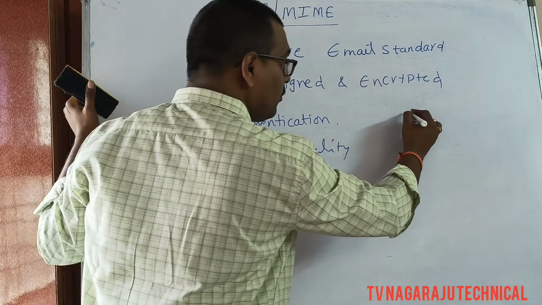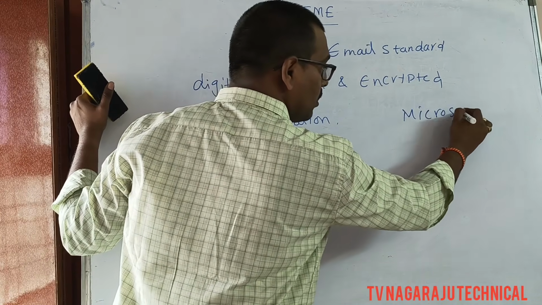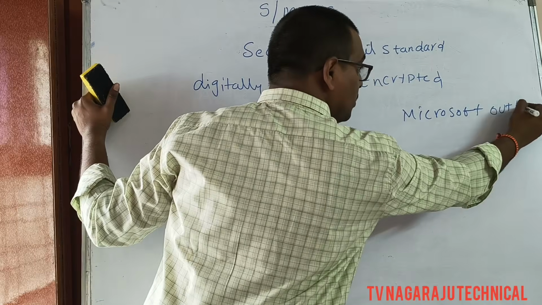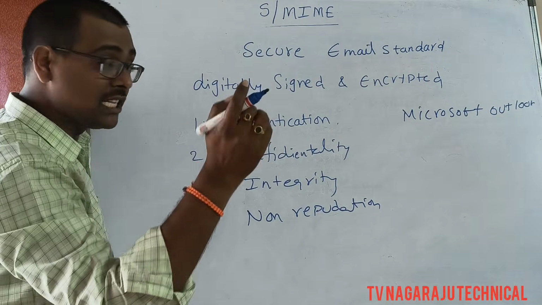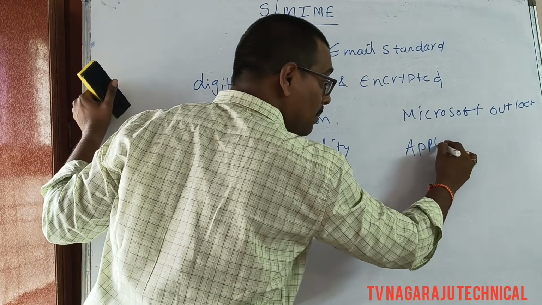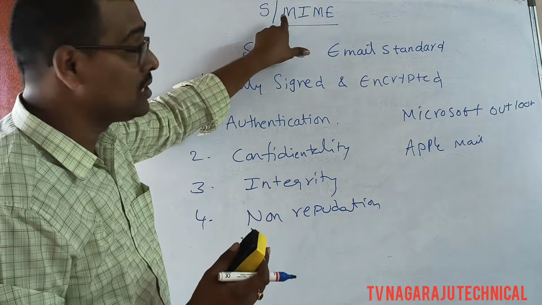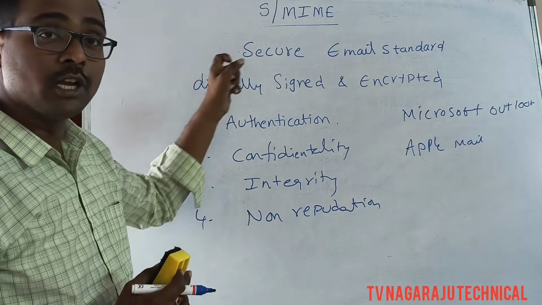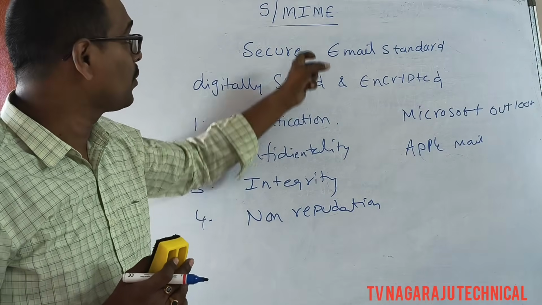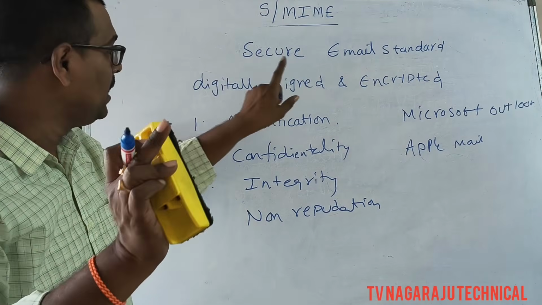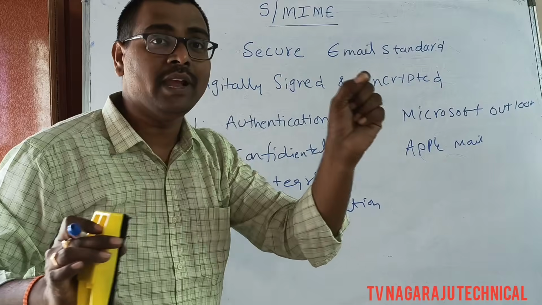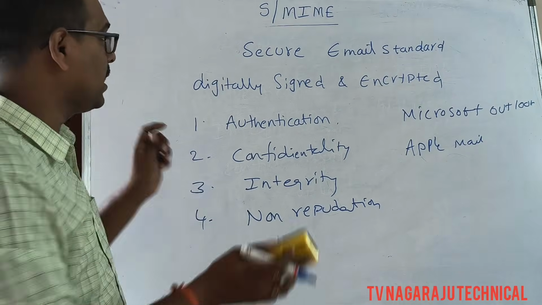Now, Microsoft Outlook uses SMIME. The normal Apple Mail also uses SMIME. Mozilla Thunderbird also uses SMIME because of these security services that are provided by SMIME. Simply, it is a digitally signed and encrypted email standard.